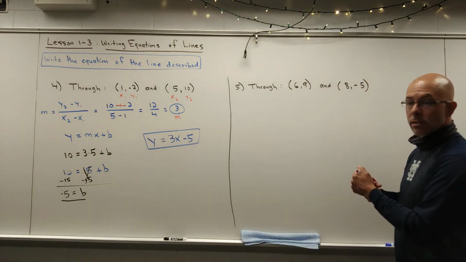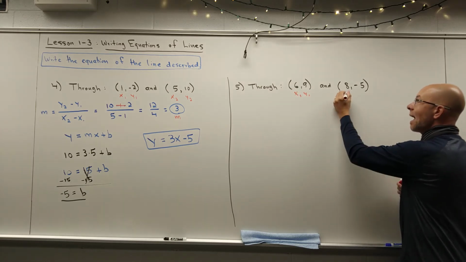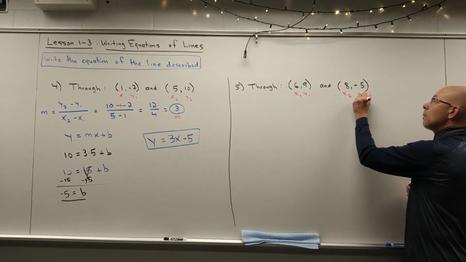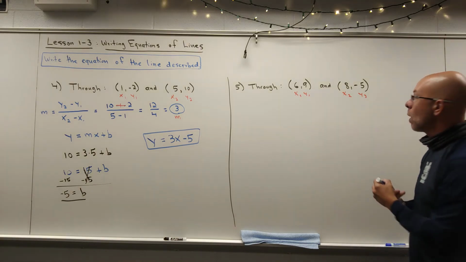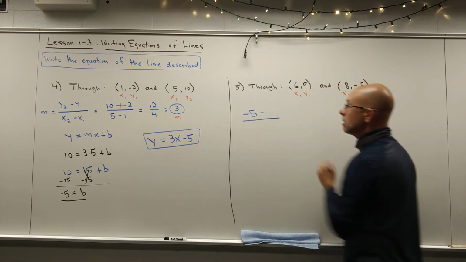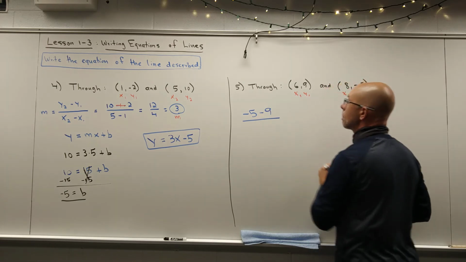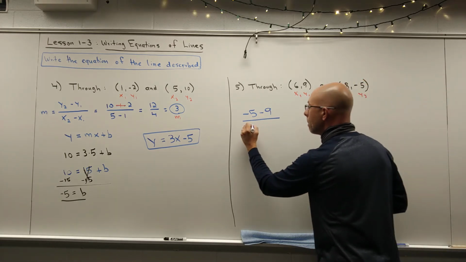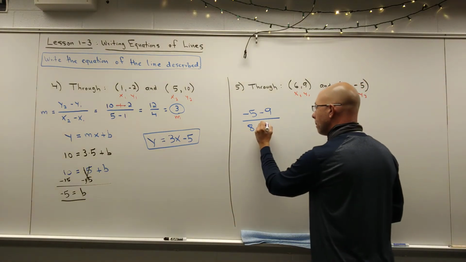Okay, so here's our points. We will label those x1, y1 for the first point, x2, y2 for the second point. We will calculate the slope according to that formula over there. So y2 minus y1 over x2 minus x1.